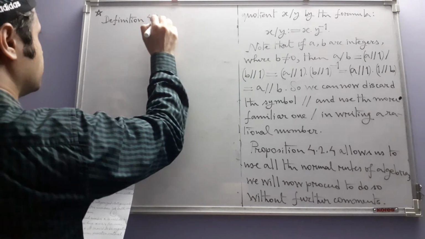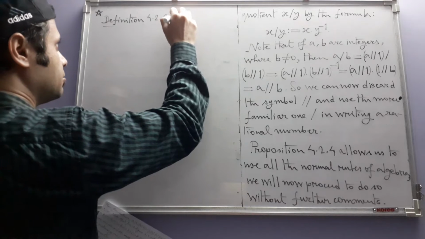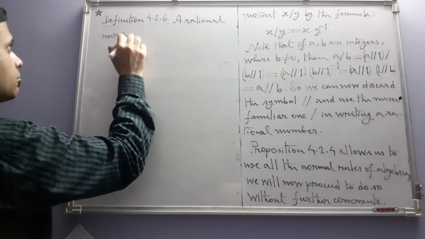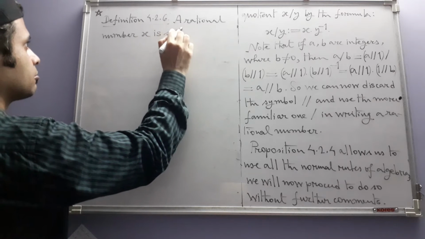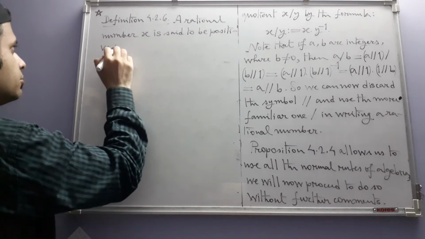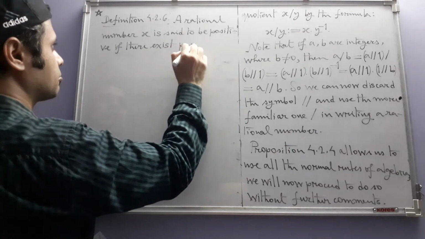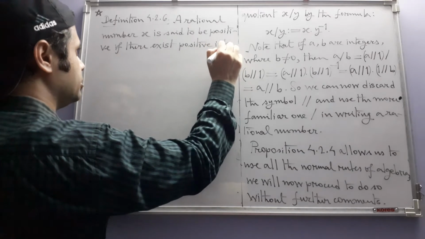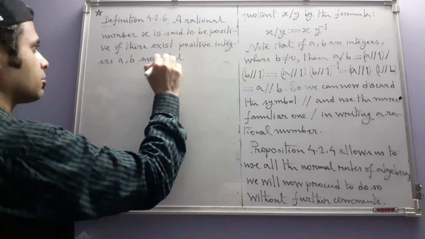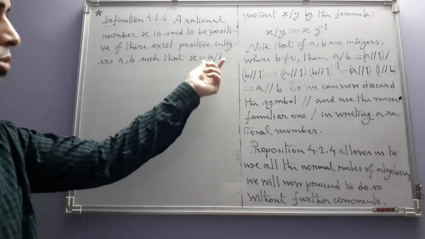This is definition 4.2.6. A rational number x is said to be positive if there exist positive integers a and b such that x is equal to a by b. Note that now this a by b is meaningful. We know what it means.